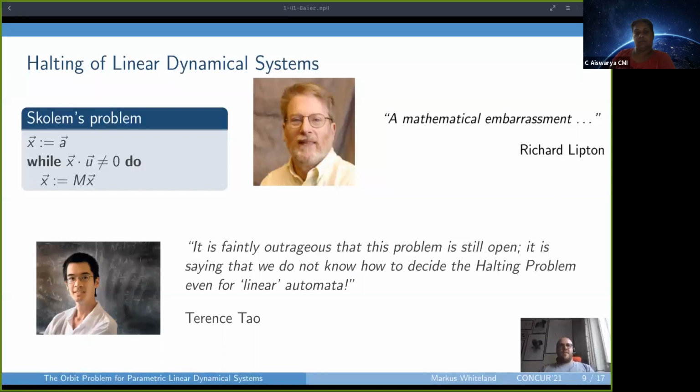Here are some quotes testifying the situation of the problem. The computer scientist Richard Lipton states it as a mathematical embarrassment. And Terence Tao, a famous mathematician, says, "It is faintly outrageous that this problem is still open. It is saying that we do not know how to decide the halting problem even for linear automata."